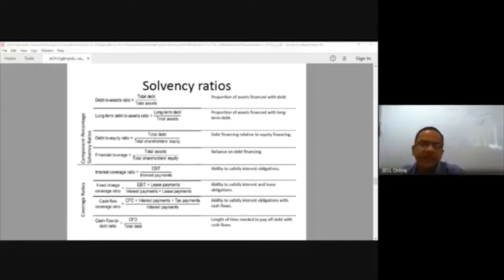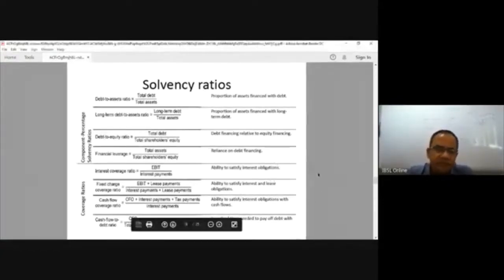So that's about the leverage ratios: total assets divided by total shareholders equity. How much is that shareholders equity? As we have looked at, shareholders equity will include the shareholders' equity plus all the retained earnings, all that will come into the calculation, right?